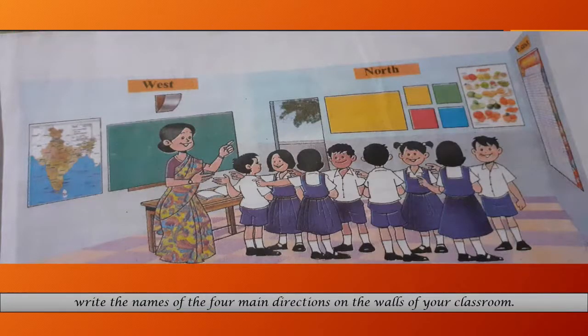Now, we will use directions to find the answers to the same questions. Now, let's write the names of the four main directions on the wall of our classroom. Now, stand facing each other again. Tell each other the direction in which the blackboard, main door, and teacher's table are located.